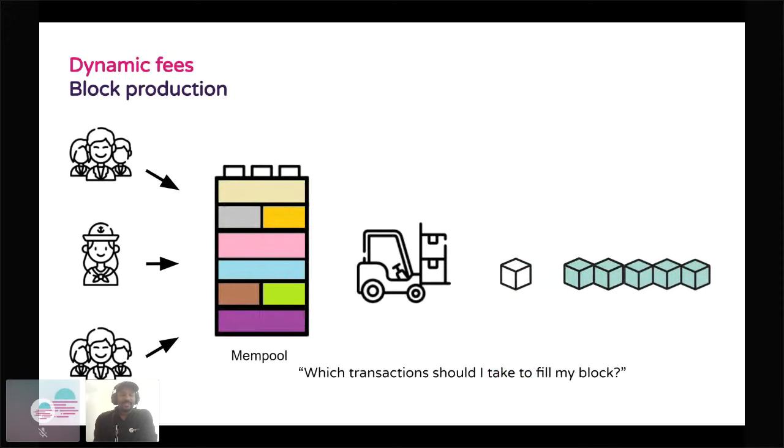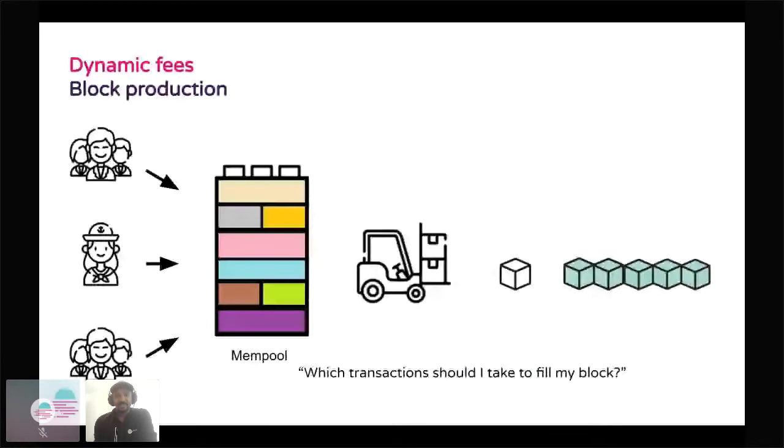So if we take just this example to picture this process, basically token holders will be sending transactions to the mempool, but those transactions will not be organized. So when a collector comes, they will be asking themselves which transactions they need to take first in order to fill this block, those 15 million units of gas.